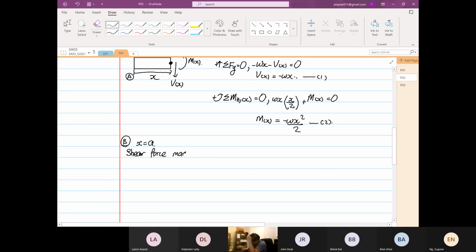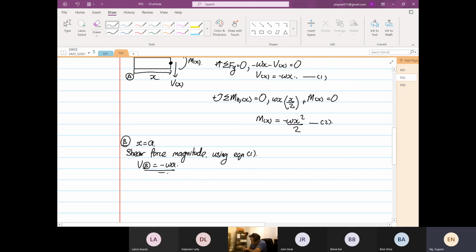magnitude, we're looking for the magnitude because now x is equal to a. So it's going to be a constant. It's not going to be a variable. It's not going to be a function of x. So the shear force magnitude using equation 1, you have V at point B is equal to minus omega A.